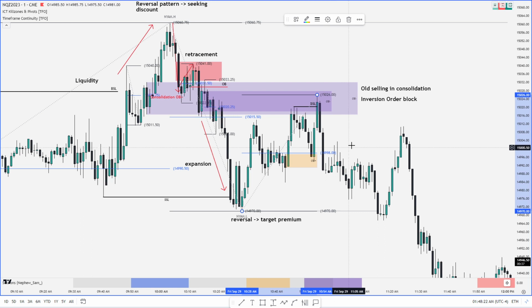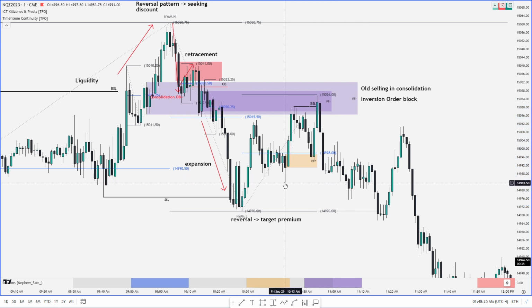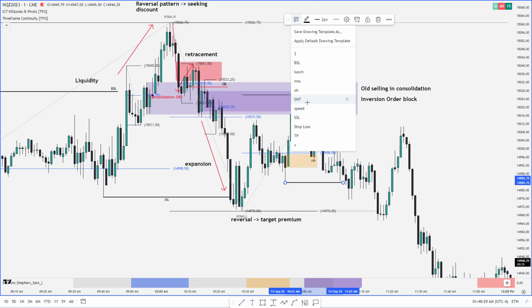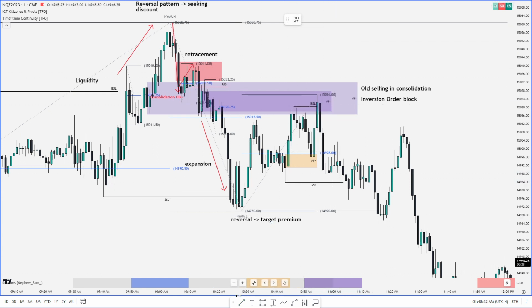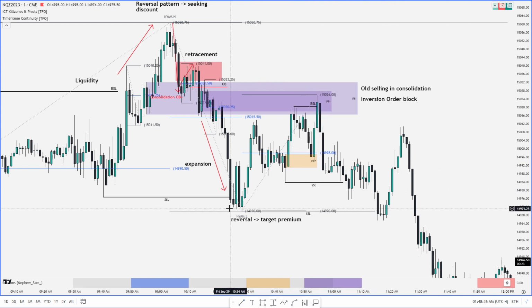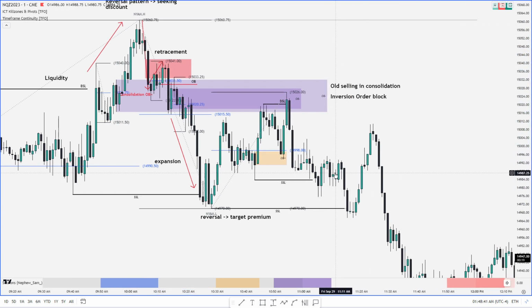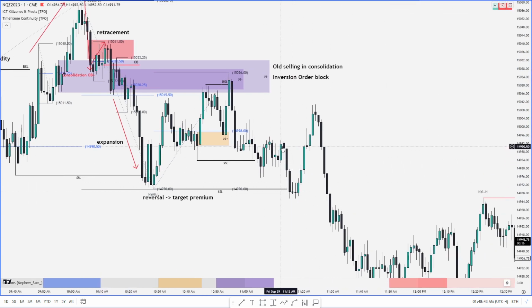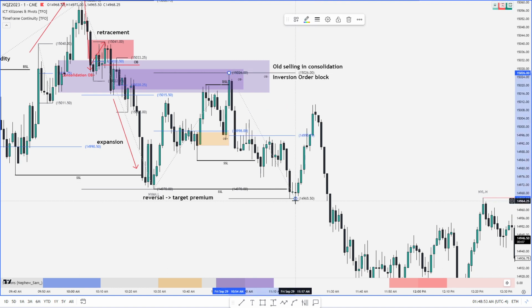this 14,998, you have sell side liquidity down here, which would be your first target, I guess. And then sell side liquidity down here. Next target. Then what do we do? We have consolidation in here. Expand lower, reversal, target discount of the stop hunt to stop hunt. That's your previous dealing range, right?